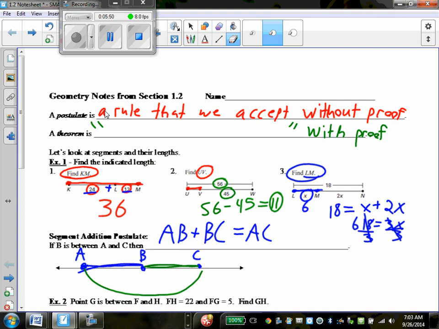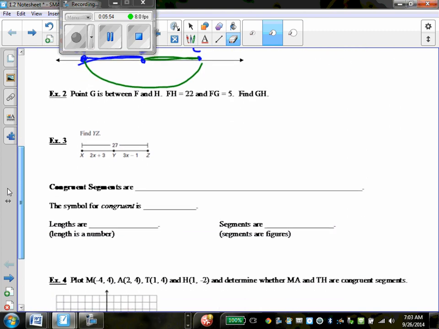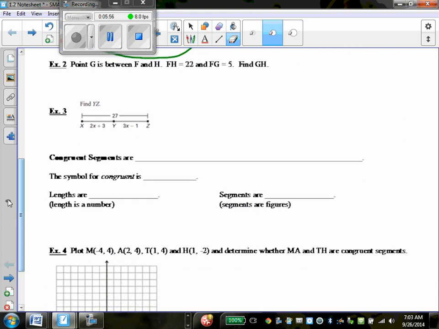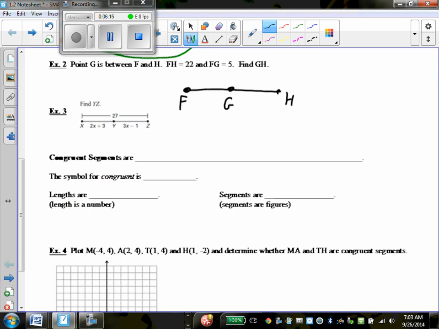A pretty straightforward, true statement, I would say. So let's look at these two examples. Point G is between F and H, they tell us in example 2. So I'm going to draw that. We have F, we have H, and somewhere in the middle is G.